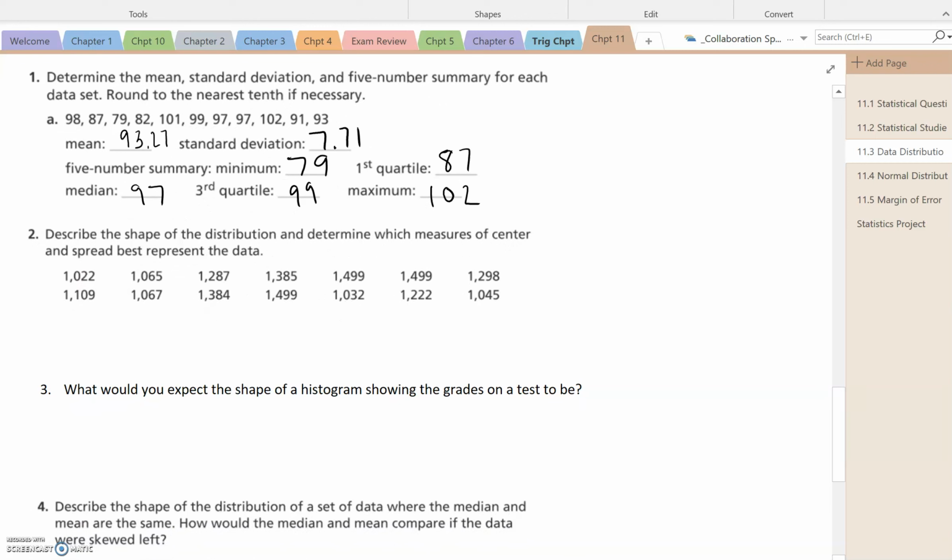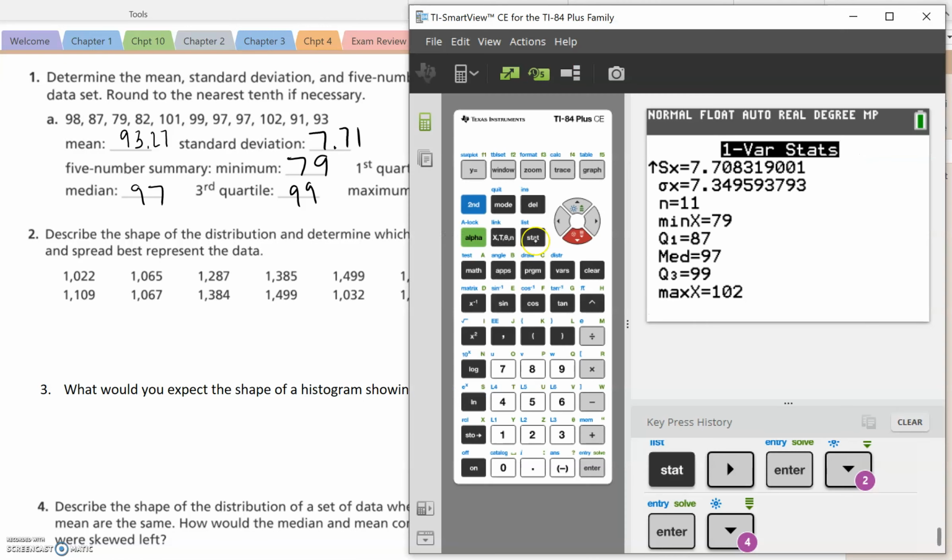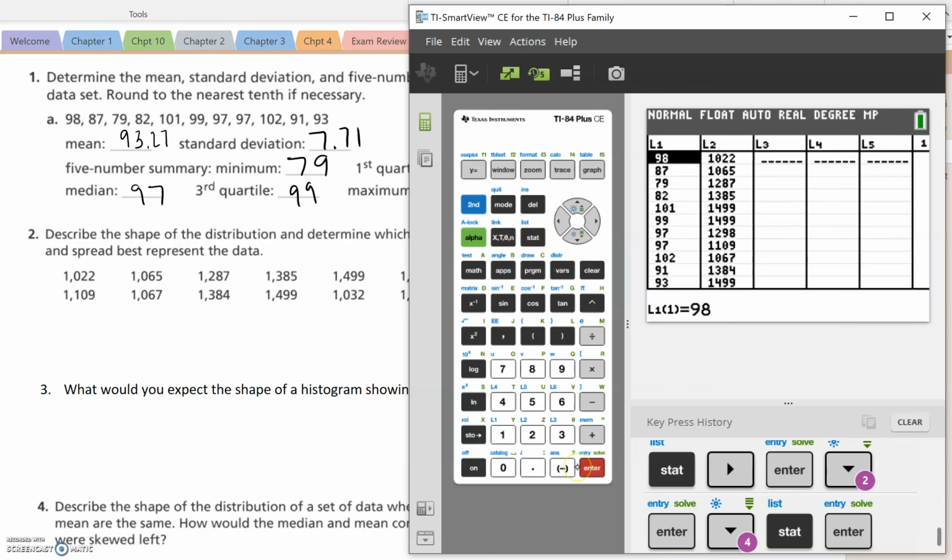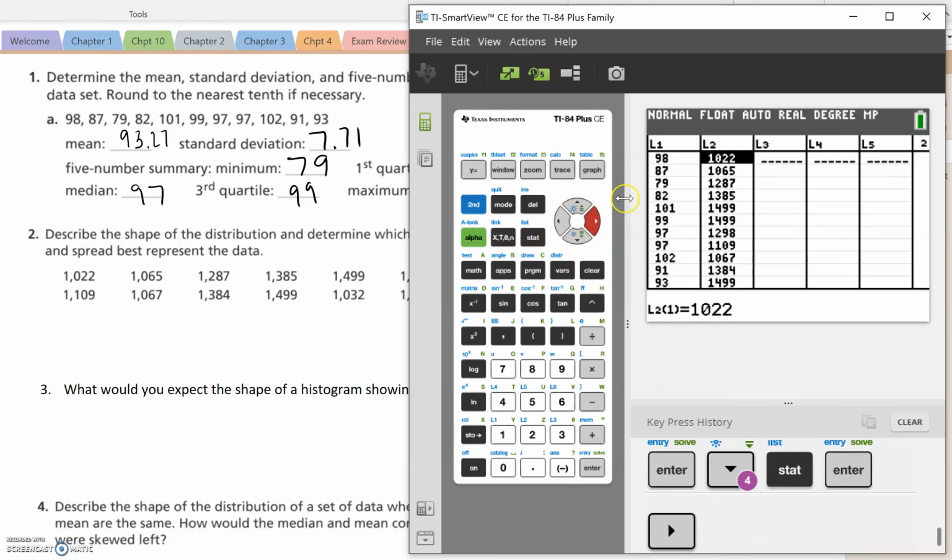Okay, so number 2, it says describe the shape of the distribution and determine which measures of center and spread best represent the data. In my opinion, it's very hard to figure out what is going on with this data. We have no idea what it looks like, right? So one thing I recommend doing is, if you notice, when I went to my list, I already had these numbers typed into my L2.